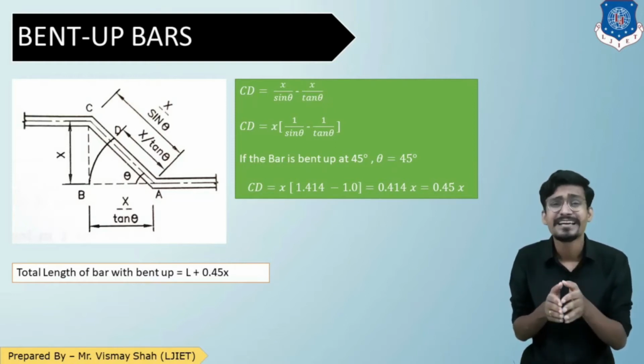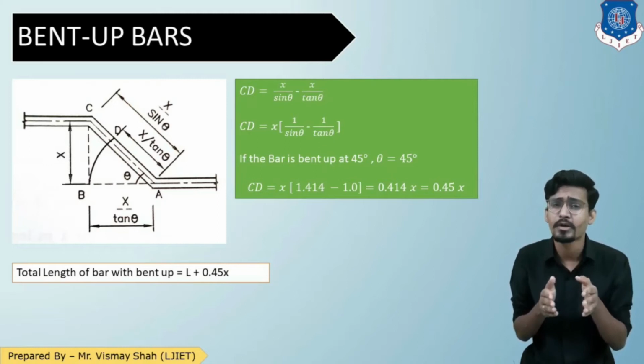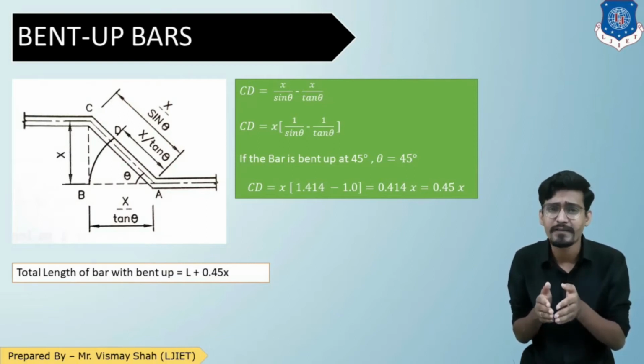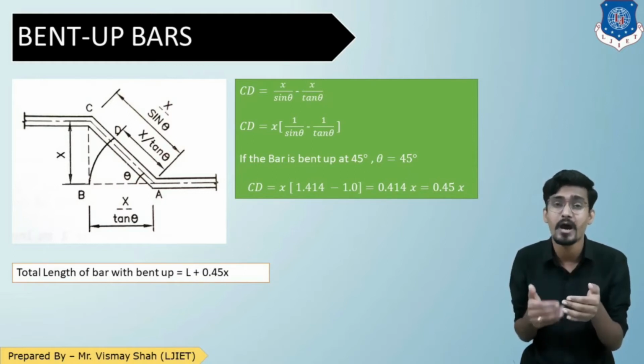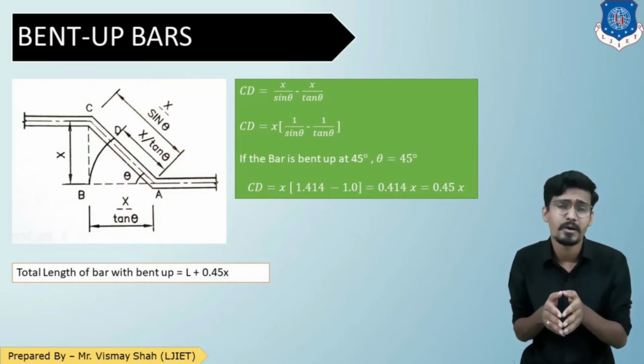This derivation is not your point of concentration. You only have to remember that if there is a bent up in a bar, L plus 0.45x is your total length for a single bent up. If there are multiple bent ups, you have to add another 0.45x respectively. I hope you have understood it very well.